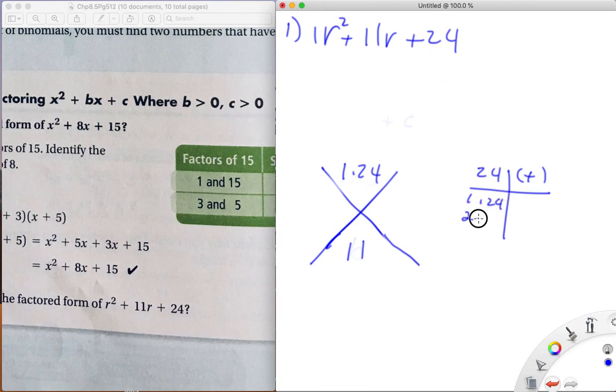Well, there's 1 times 24. There is 2 times 12. That equals 24. 3 times 8. That equals 24. 4 times 6. That equals 24. And I'm going to stop right there. When I add 1 and 24, it's going to give me 25. When I add 2 and 12, it's going to give me 14. Again, 25 and 14 is not 11. When I add 3 and 8, I get 11. 4 and 6, I get 10. So the one that seems to apply is 3 and 8. Since they're both positive, your answer is going to be set up as positive.